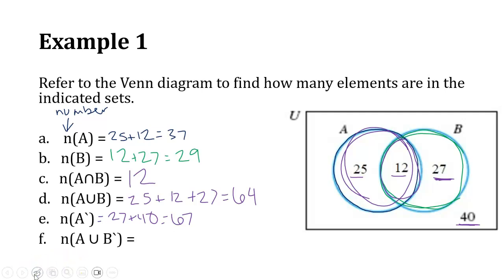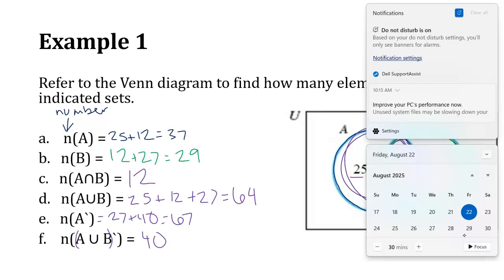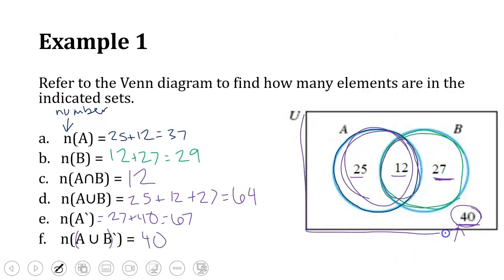So for F, it needs to read what is not in set A or B. So what is not in set A and not in set B? What's the only number at the bottom? The 40. This number at the bottom means it's not in set A, not in set B, but it is in the universe. You can see this U means the universe. So it is in our realm, in the problem, in the universe, but it doesn't categorize with set A or set B.